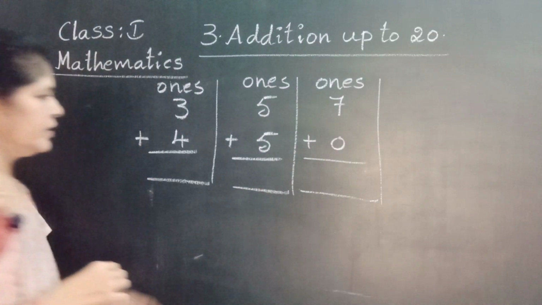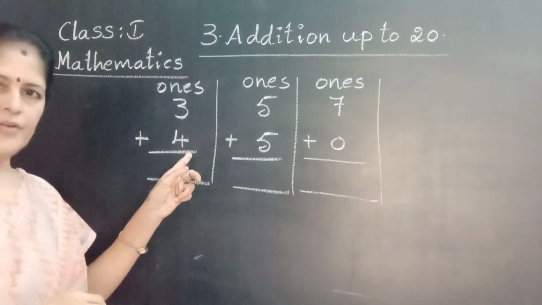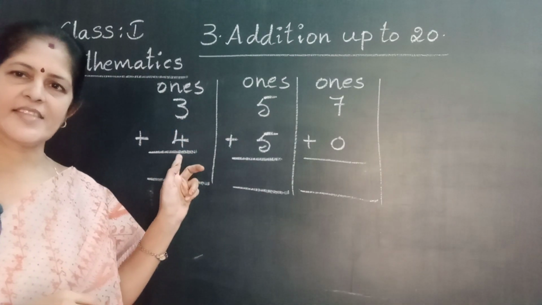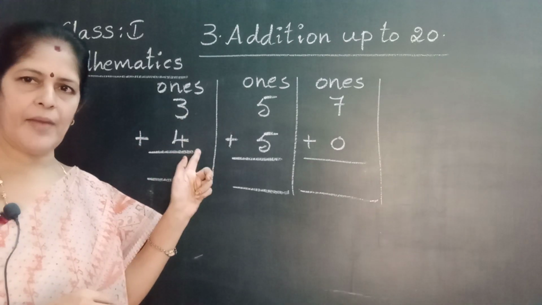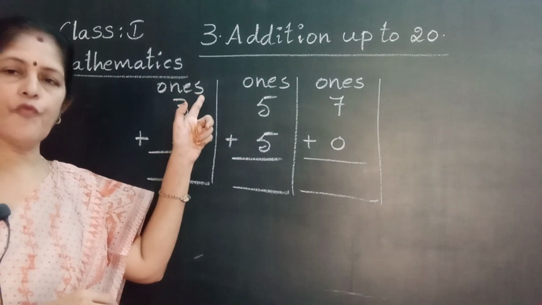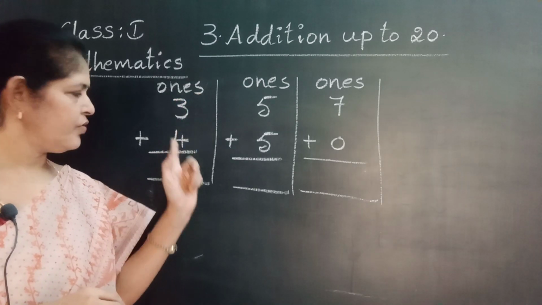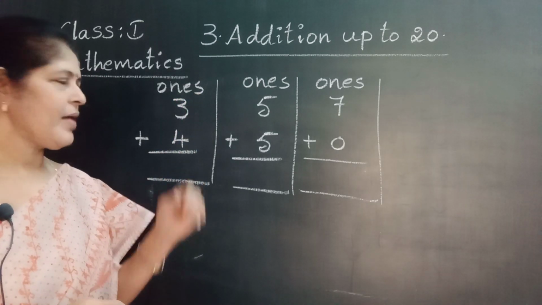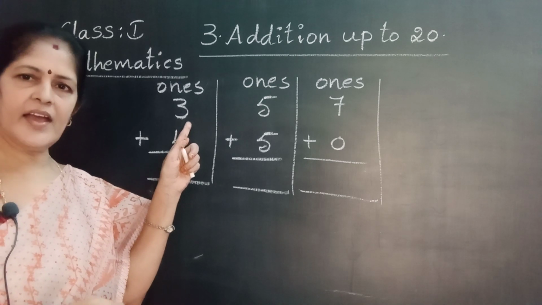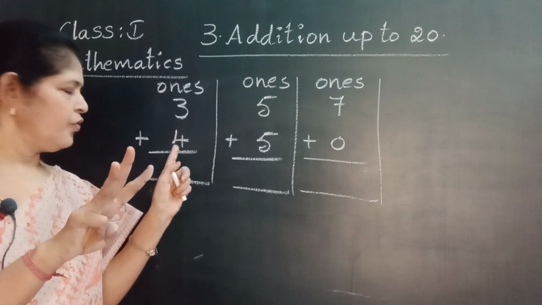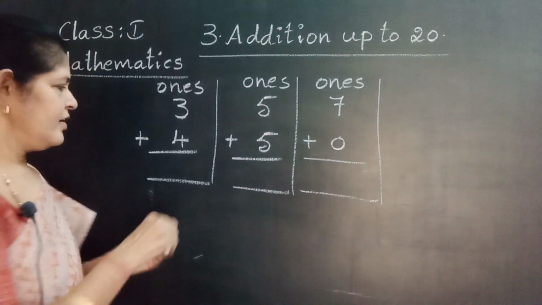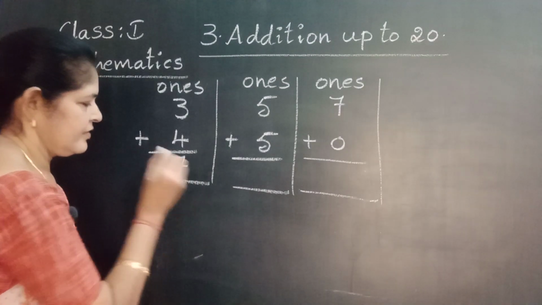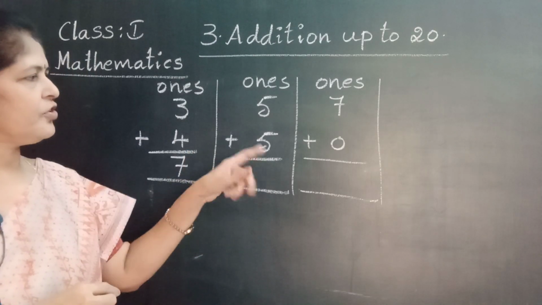Come on. 3 plus 4. What is the addition? 3 plus 4. One digit numbers. That's why I am writing ones. 3 ones, 4 ones. Ready? Come on. Take 3 fingers. 4 after 5, 6, 7. 7 is total. Okay. Now come to here.